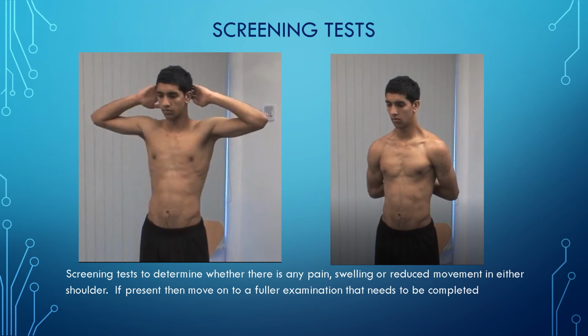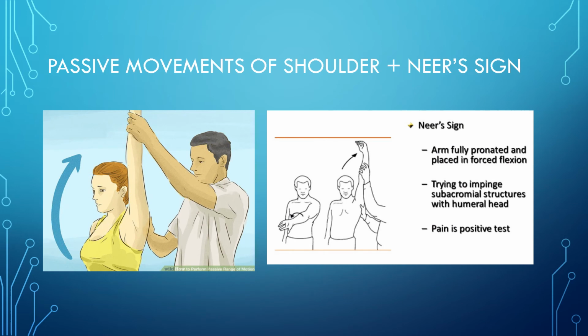And then we ask the patient to put their hands behind the back, as far up the back as they can. Again, this is just screening to see if there's any pain and a reduced movement in either shoulder. And if there is, then we can go on to a more full examination of that affected shoulder.